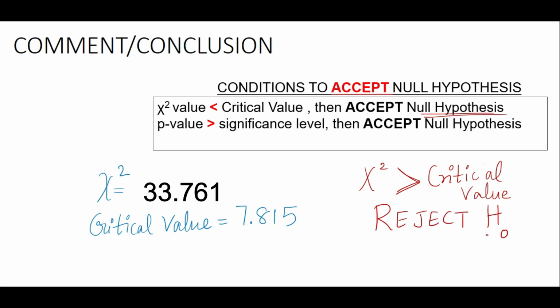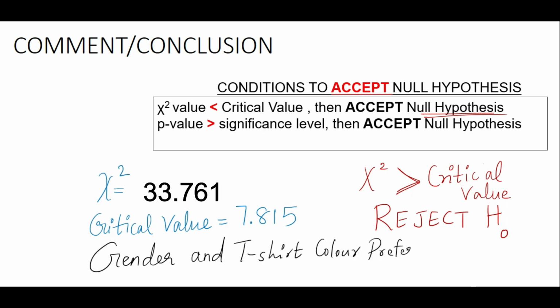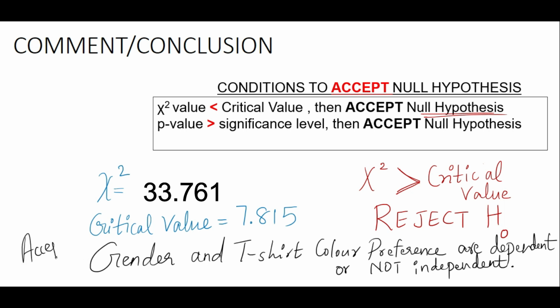So my H zero, or my null hypothesis, stated that gender and the t-shirt color preferences are independent. Since I'm rejecting this, that means I have to accept the alternative hypothesis, which says gender and t-shirt color preferences are dependent. You can say they are dependent, or you can say they are not independent. It's up to you. So this is your conclusion. You reject the null hypothesis and you accept the alternative hypothesis.